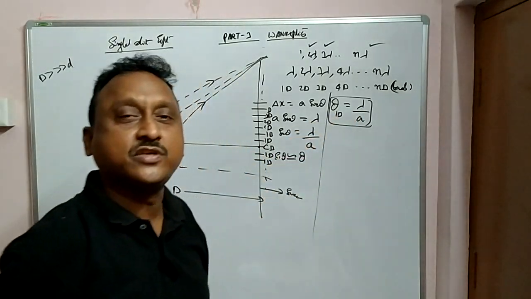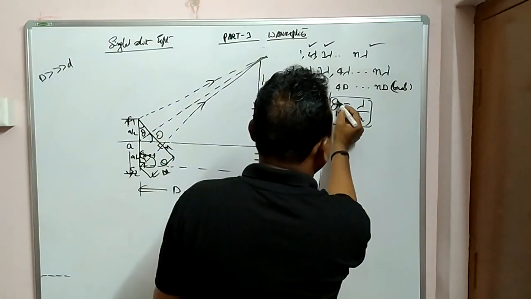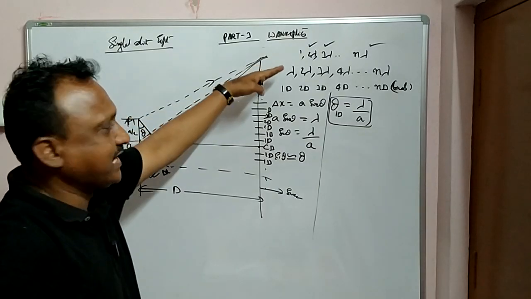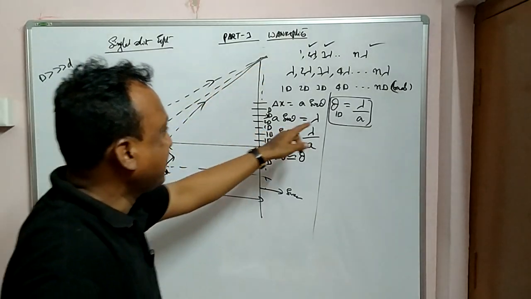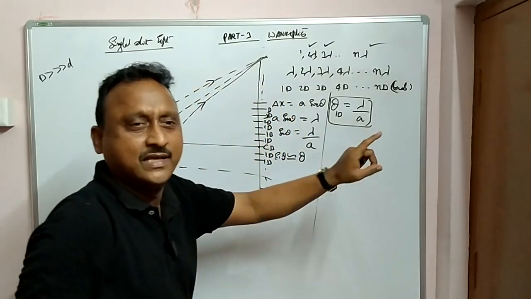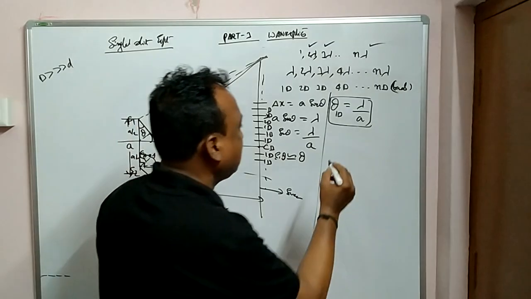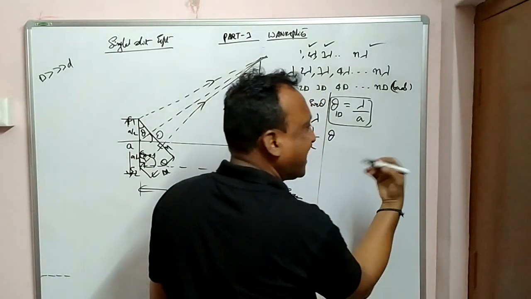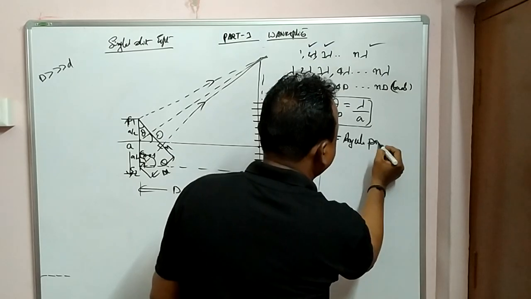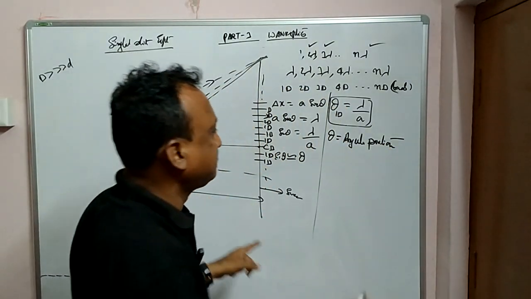And this angle is also called as what? What is this angle? Okay? This angle is nothing but whatever angle it is indicating here. Okay? That is theta 1d is equal to lambda by a, and what does this mean here at this point? This theta is what? We can also say angular width sometimes, or angular position. Theta is also called as angular position. Please, that is better. Angular position for first dark.